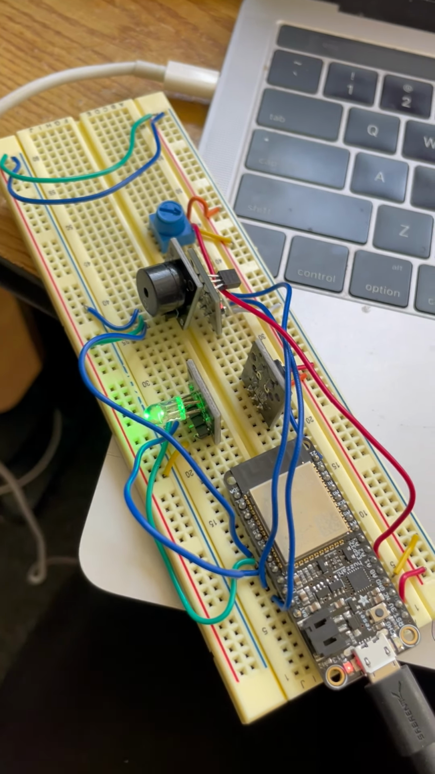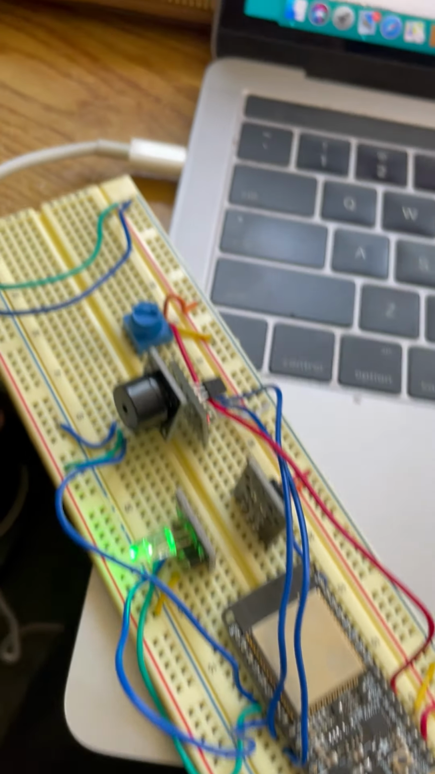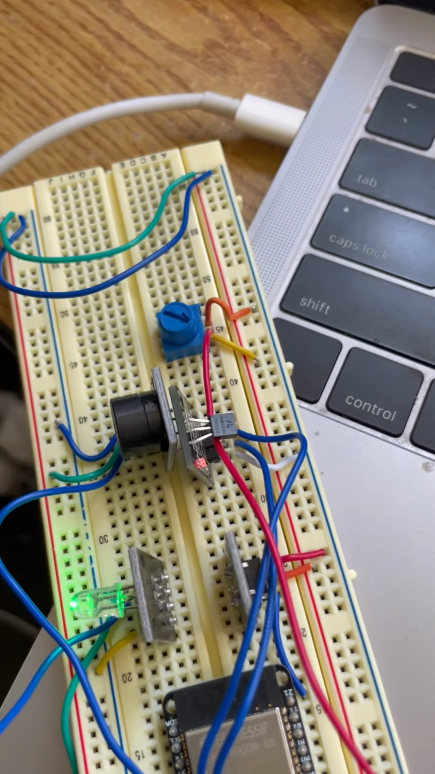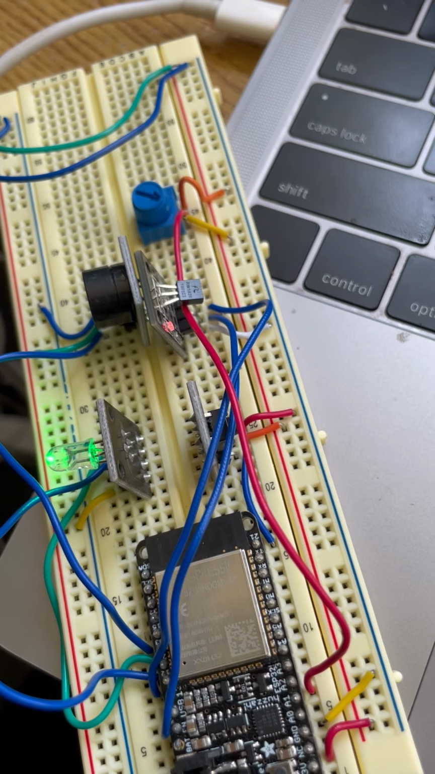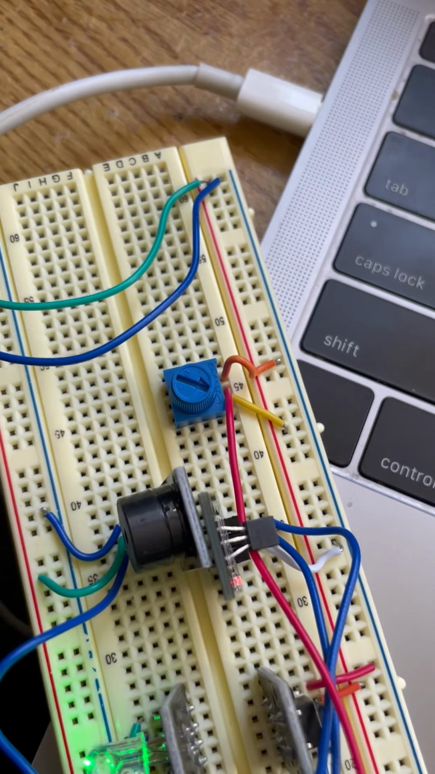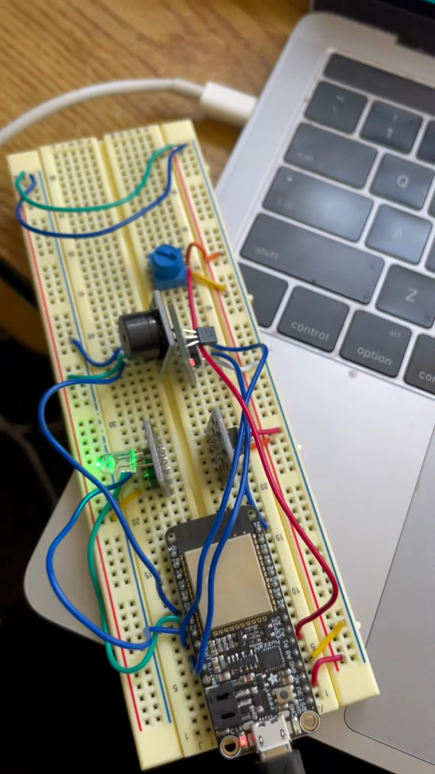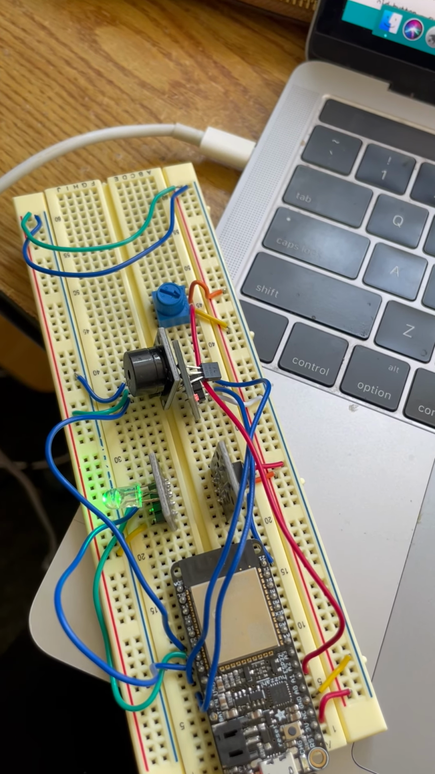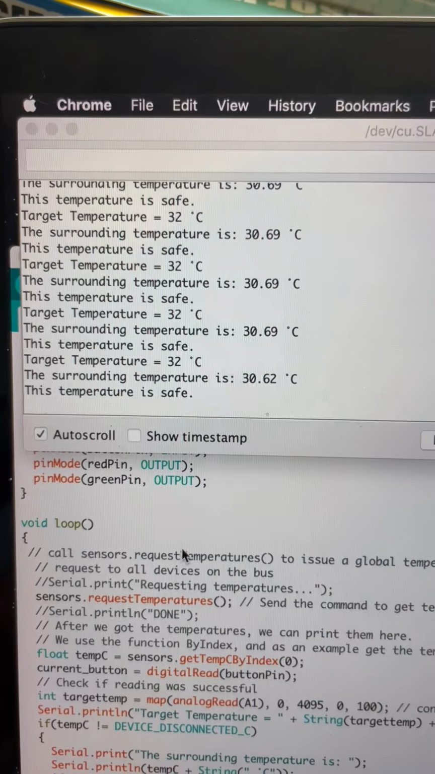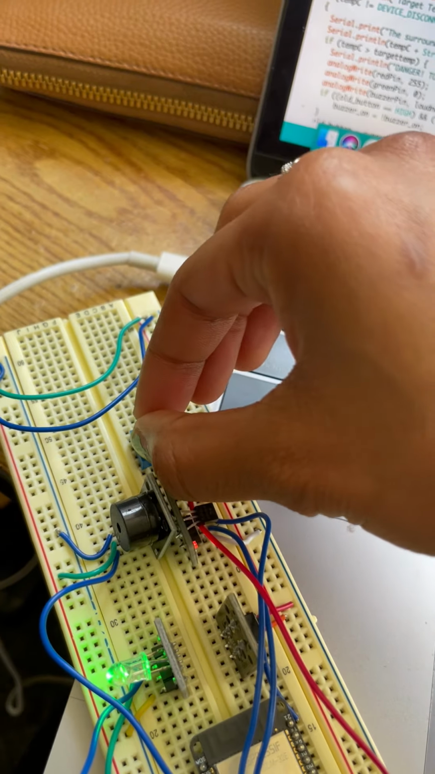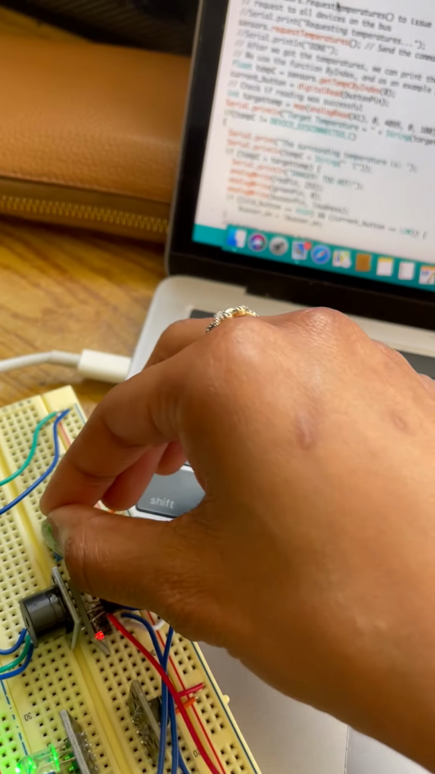So it was implemented using this RGB LED light, a passive buzzer, a DS18B20 module temperature sensor, a simple switch button, as well as a potentiometer. The way this works is the potentiometer sets a target temperature that the driver in this case would be able to set. When moved, it will change the target temperature to whatever the driver desires.